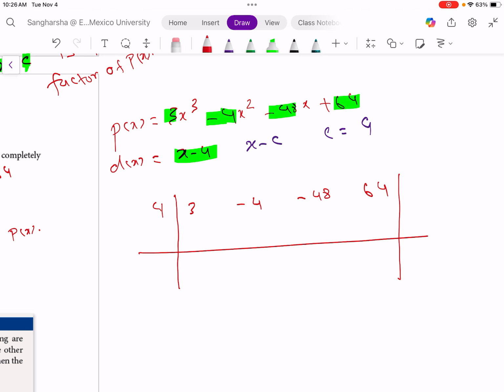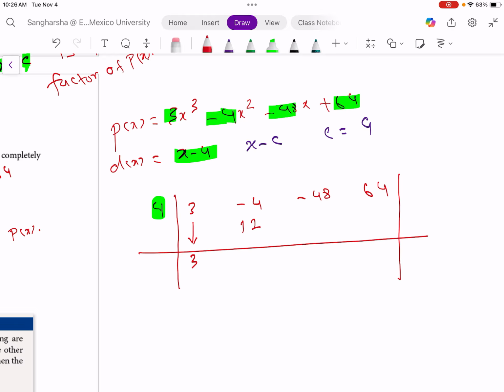You drop the first coefficient as it is. Now multiply with the value of c. So 3 times 4 is 12. Write down below the next coefficient. Do not flip the sign for synthetic division.